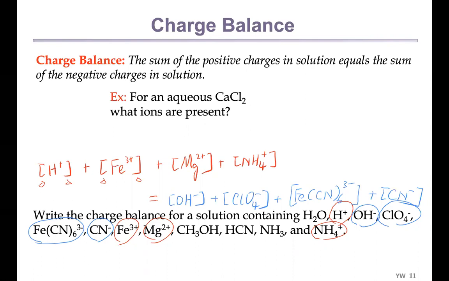Now, the final step, consider the charges. So what do I have to add here? 3 on Fe, 2 on the magnesium, 3 on the ferrocyanide, and 3 here. That's it.